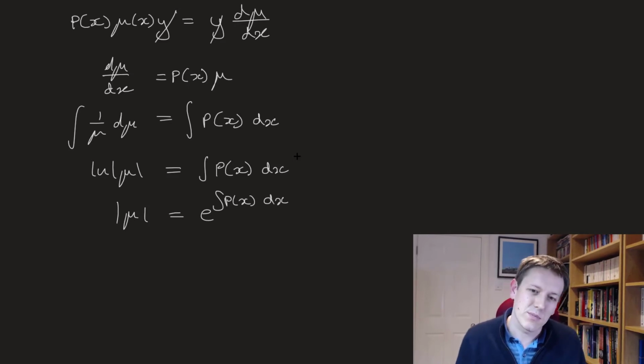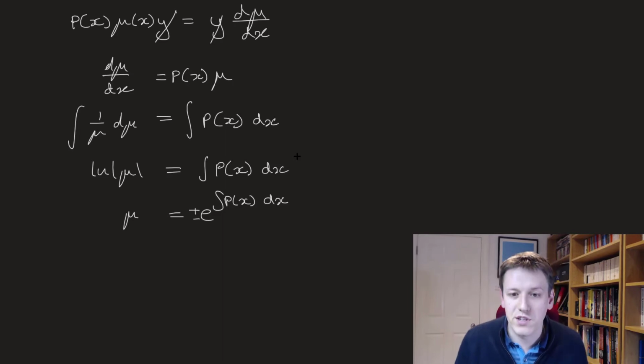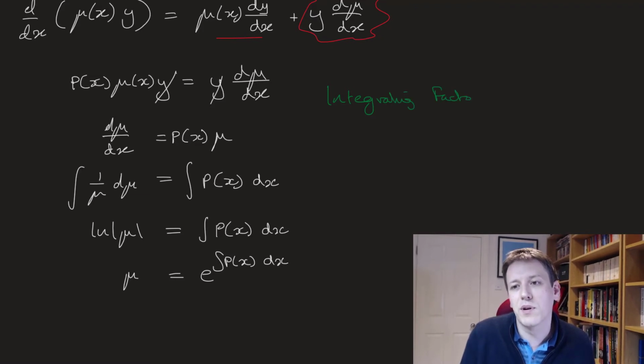And again, for the same reasons as before, I can take mu equals plus or minus here, but we can take either of those, so why not just choose the positive one? And that is our general formula for an integrating factor here. So the integrating factor that we multiply by in general is mu of x equals e to the integral of p of x dx.